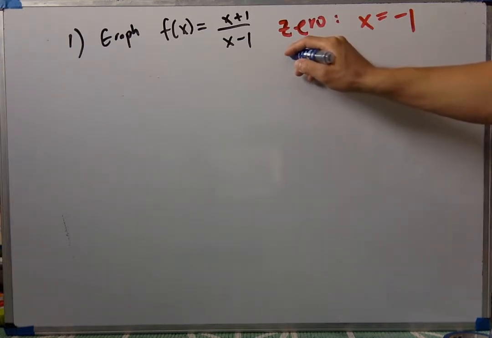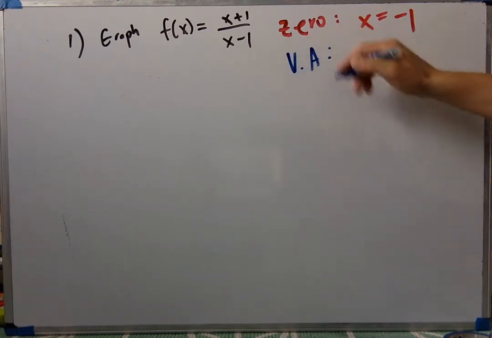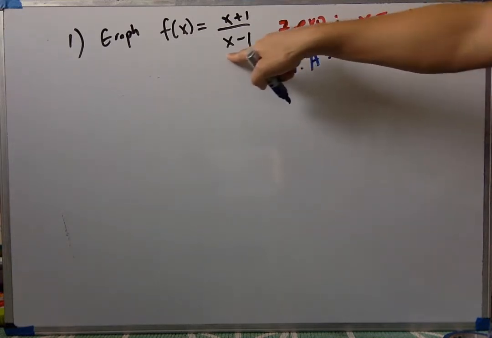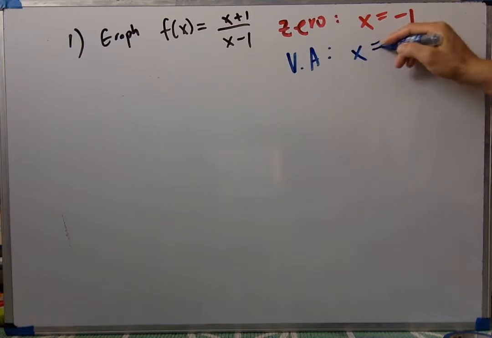So we'll abbreviate vertical asymptote first, VA. That's the line that's going to make it 0 on the denominator. So it's going to be x equal to +1. That will make it 0 on the denominator.